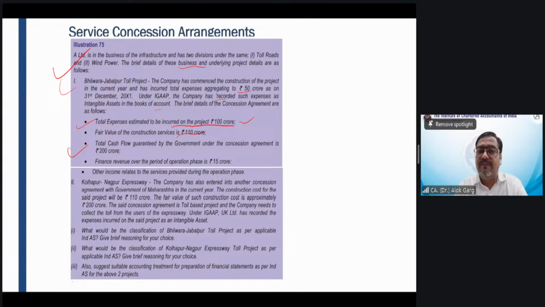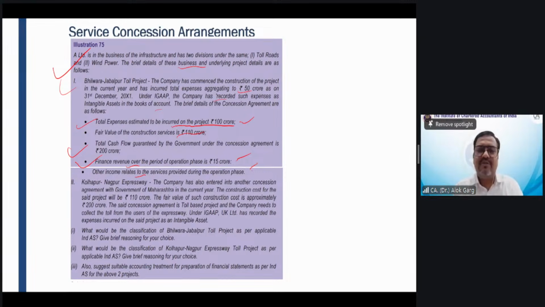Total cash flow guaranteed by the government under the concession agreement is 200 crores. Total cash flow guaranteed, which model? Financial asset model or intangible asset model? Financial asset model, yes, guaranteed. Finance revenue is also given, over the period of operation phase it is 15 crore. Other income relates to the services provided during the operation phase, right?